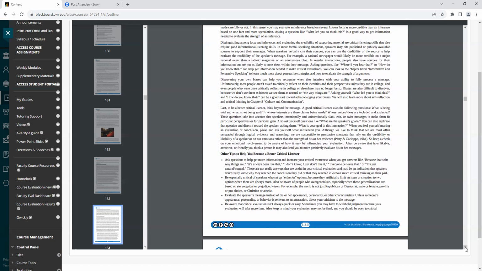In regular interactions, people also have sources for their information, but are not as likely to note them within their message. Asking questions like, "Where'd you hear that?" or "How'd you know that?" can help get information needed to make critical evaluations. You can look to the chapter titled Informative and Persuasive Speaking to learn more about persuasive strategies and how to evaluate the strength of arguments.